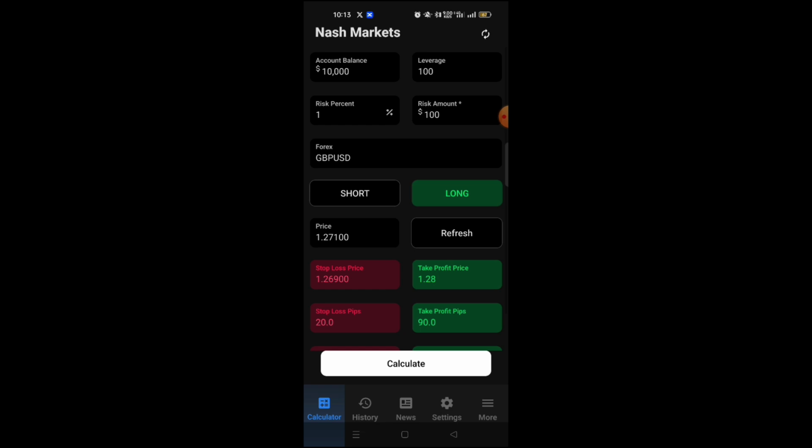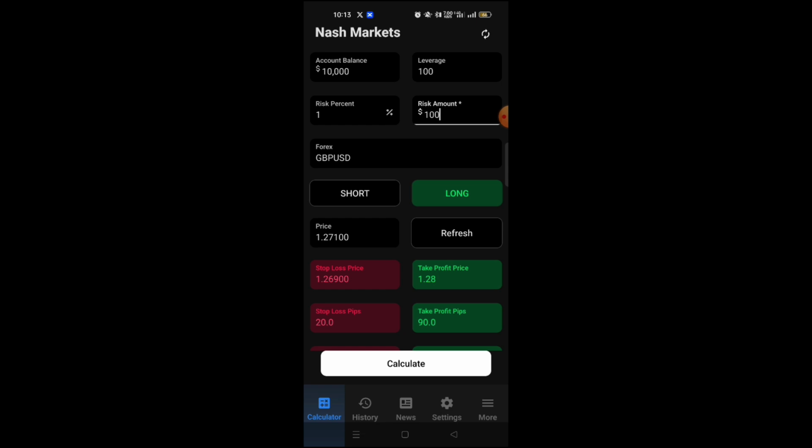This one is just how to calculate it. So any amount that you want to risk, you just put it here under risk amount. Even if it's $1,000 you want to risk, you put it there. But two major things is that you must put your account balance here and the leverage. You can always leave the leverage at 100. It doesn't mean much, but the account balance is very important. So you put the account balance, you put your leverage.